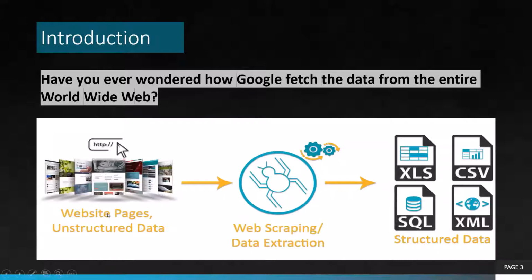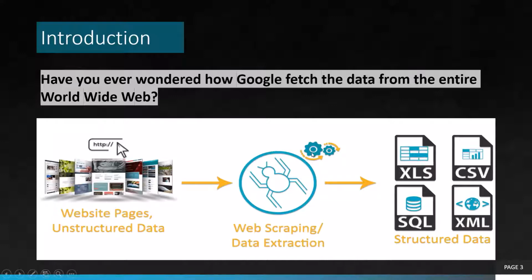Websites contain unstructured data, and then we use web scraping or data extraction. We perform that on this unstructured data, and then we store it in structured data such as a CSV file or XML file or SQL files. So this is what web scraping is all about.